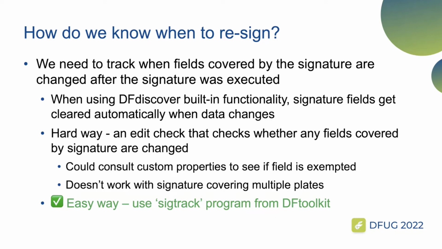But this doesn't really work for signatures that cover multiple plates, because there's no way to say, if plate 1 has a data change, I want to put a query on plate 4 to say that that signature is not valid anymore. So we need another way to do this, and that's where a program called SigTrack from the DF toolkit comes in, and it allows you to track the state of all the signatures.